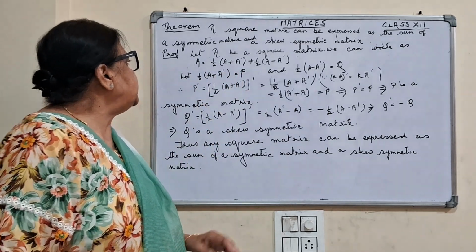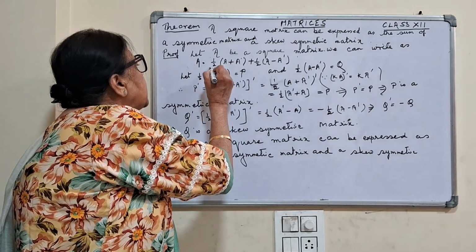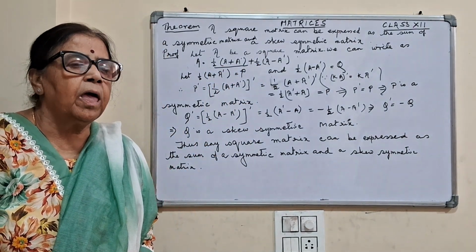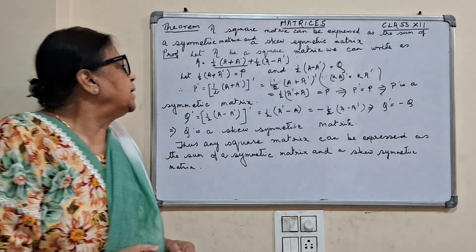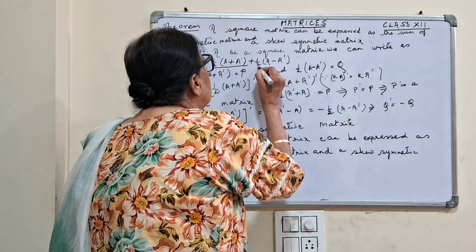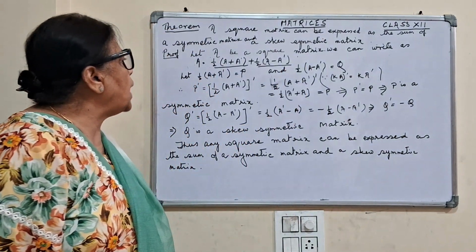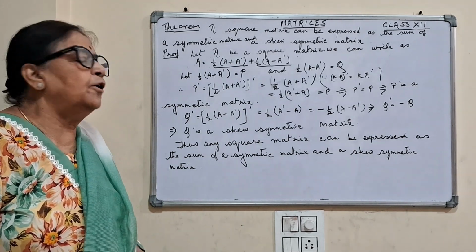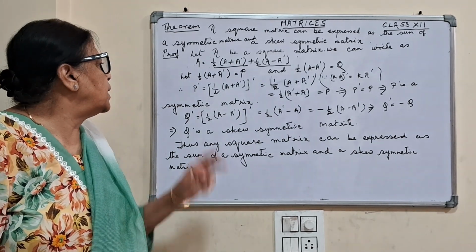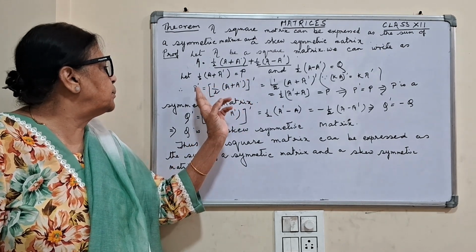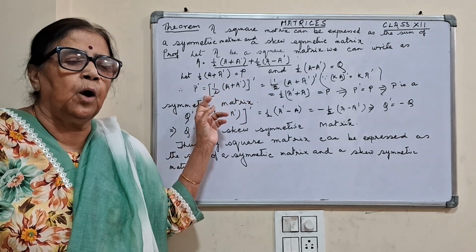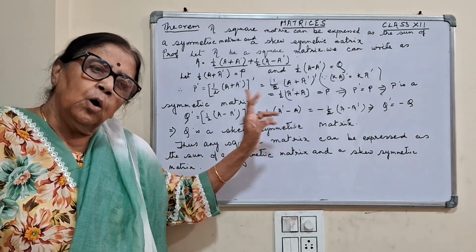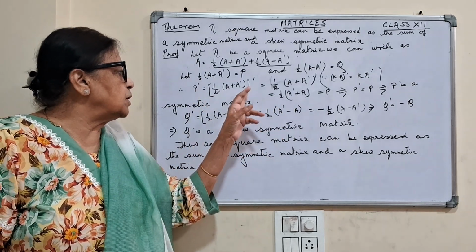Okay. Now let half of A plus A transpose be equal to P, and let half of A minus A transpose be equal to Q. I am just naming these two. Then P transpose is equal to what? Half of A plus A transpose, whole transpose.